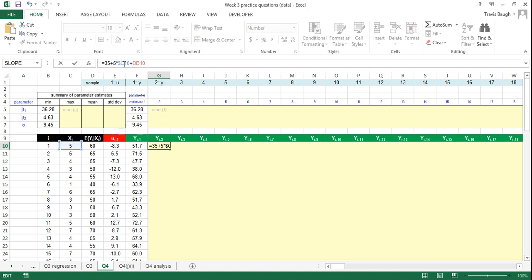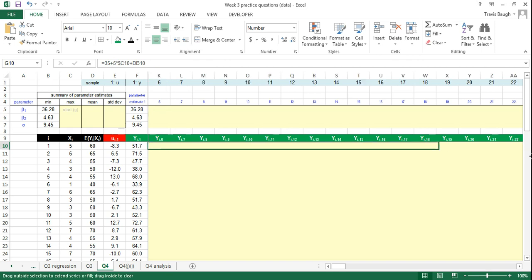I don't want to put a $ in front of the 10 because when I copy this formula down, I want it to look at the corresponding row to get the x value, not go up and look at this one. And then D10 is the error term. My error terms are set up in the same sequence as the y values. So I don't need to fix either the column or the row because as I copy this down, I want it to select an error term from the corresponding row. Okay, so I can hit enter there.